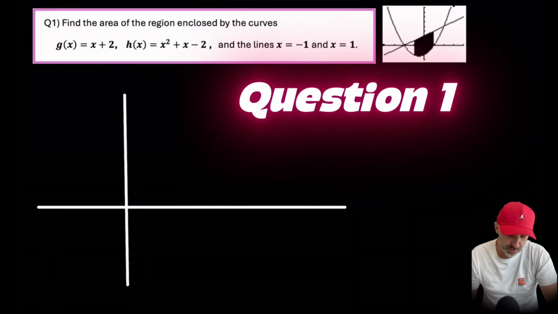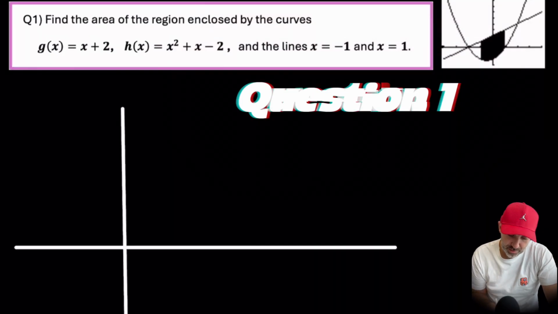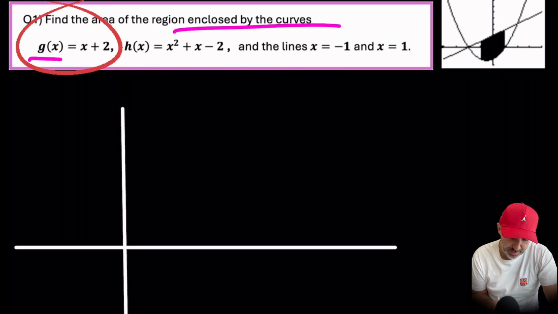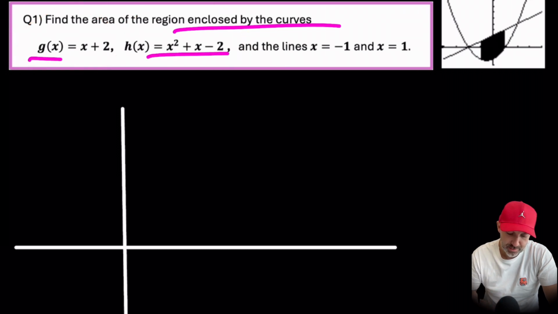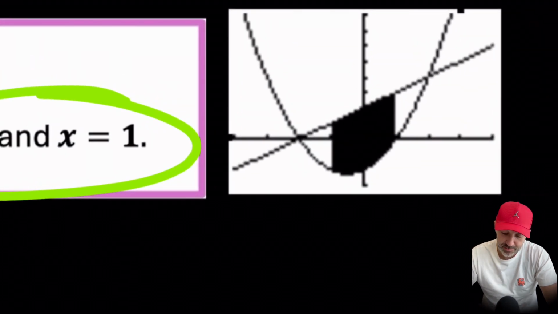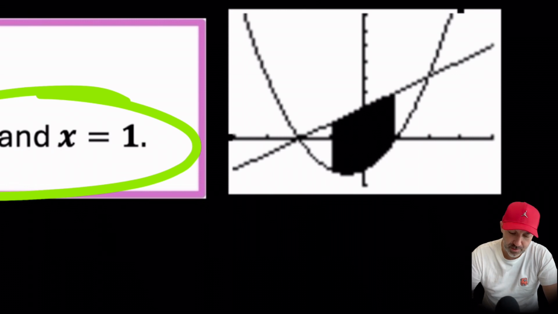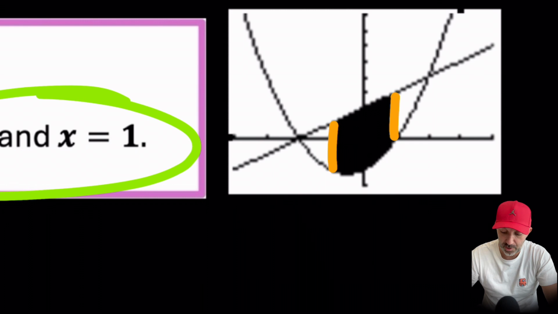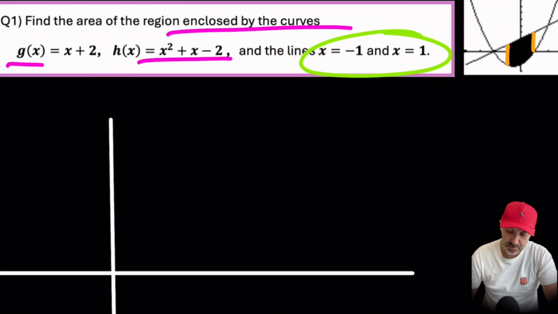Okay, question 1. Find the area of the region enclosed by the curves g of x is x plus 2 and h of x is x squared plus x minus 2, also between minus 1 and 1. Now, if you did this on a calculator, this is what it would look like. And often these graphical calculators can just find the area if you put the upper and lower limit in. But let's assume that you're doing this on a non-calculator.